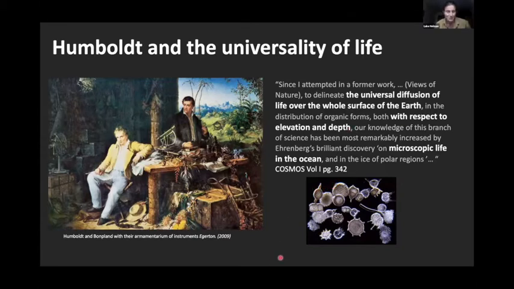So I couldn't resist putting this one up because of that. And in this case, he's talking about Ehrenberg's work on diatoms and protists. So you can see 250 plus years ago, Humboldt was already thinking about the same sorts of things that I was in this work. So it's really interesting to see that carry through.